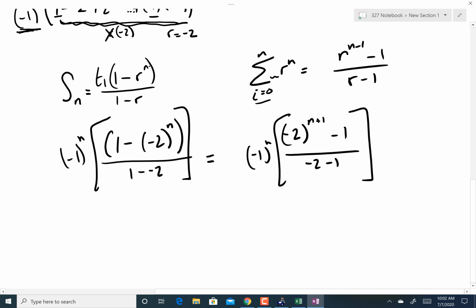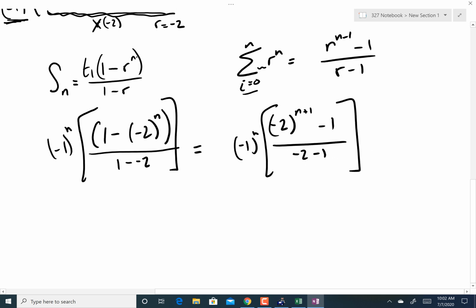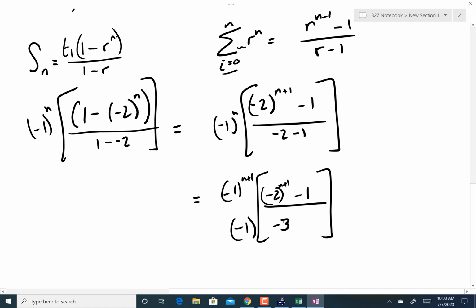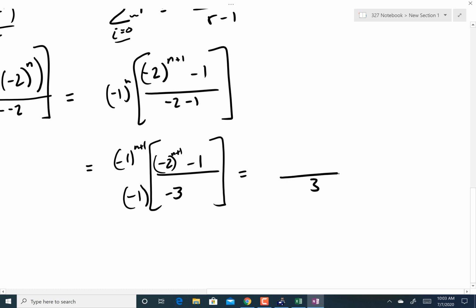Let's see what we've got going on here. If you clean that up a little bit, what do you notice? It'd be really cool if this was also an n plus 1 right here. Well, what would that mean? I could do it this way: negative 1 to the n plus 1 upstairs, meaning that I multiplied by negative 1 upstairs. And if I do it on the bottom, I must do it on the top as well. So you end up with this on the bottom, 3. And if you distribute that, this times this is 2 to the n plus 1, and then it's going to be minus.